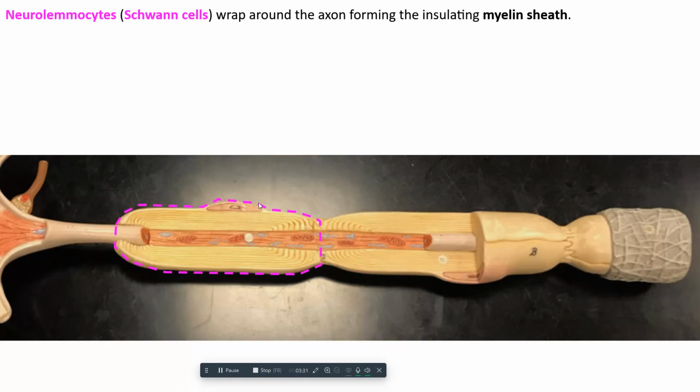Now, this axon in particular that we have here is a myelinated axon, and I see 1, 2, 3 Schwann cells, or neurolemmocytes, whose plasma membranes are wrapping around the axon, creating this insulating layer called the myelin sheath. So this is one Schwann cell right here. These are the many layers of its plasma membrane as it is wrapped around the axon, and I see its nucleus right there as well.